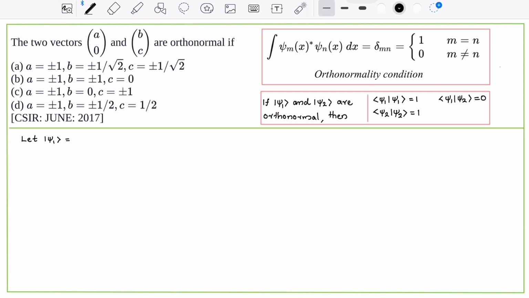Let ket psi 1 be equal to column matrix A0 and ket psi 2 be equal to column matrix BC. Then we can say that bra psi 1 is equal to row matrix A0 and bra psi 2 is equal to row matrix BC.